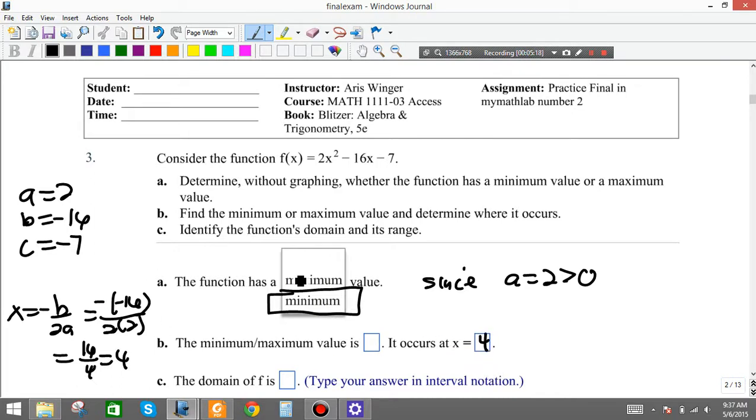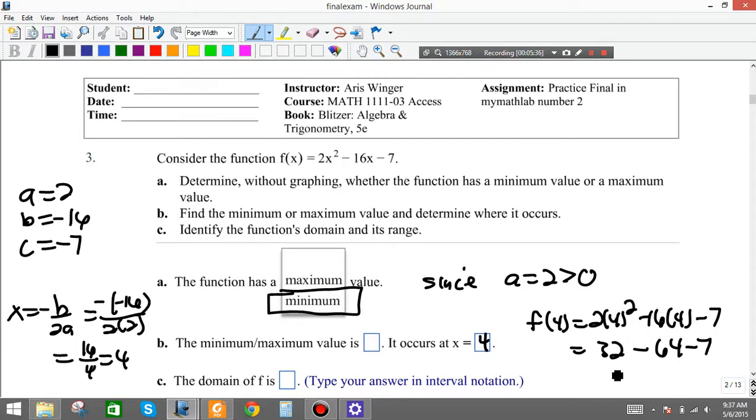To find the minimum value, you plug that 4 into the function: 2 times 4 squared minus 16 times 4 minus 7. 4 squared is 16. 16 times 2 is 32. 16 times 4 is 64, so negative 64 minus 7. 32 minus 71 is a very funky negative 39. The minimum value is negative 39.